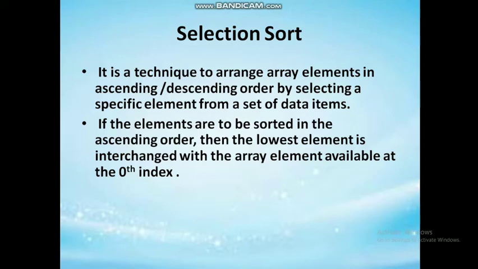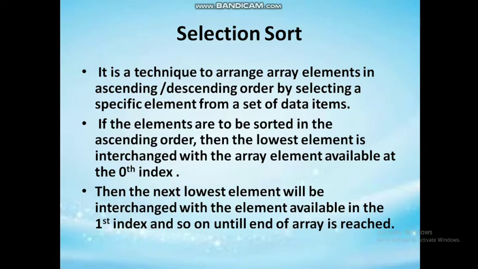If the elements are to be sorted in the ascending order, then the lowest element is interchanged with the array element available at the 0th index. So the first comparison is going to happen with the 0th index. We will consider the 0th index as the smallest element and have a comparison till the end of the array. And when we find the least element in the array, then the swapping happens between the 0th element and the element which is found to be the least. The least element is found in what position? From that, swapping will happen with the 0th index.